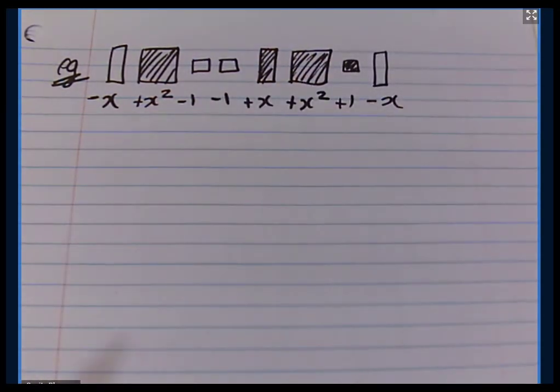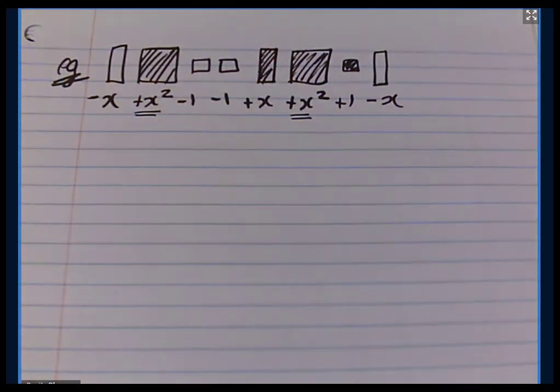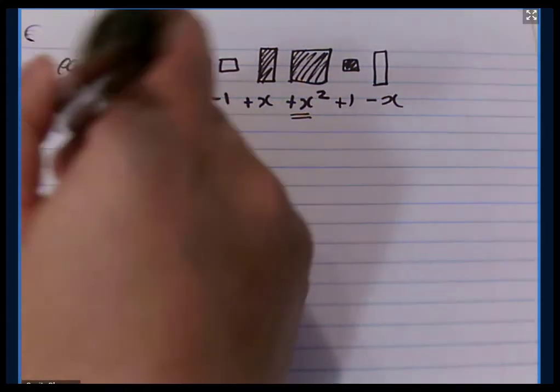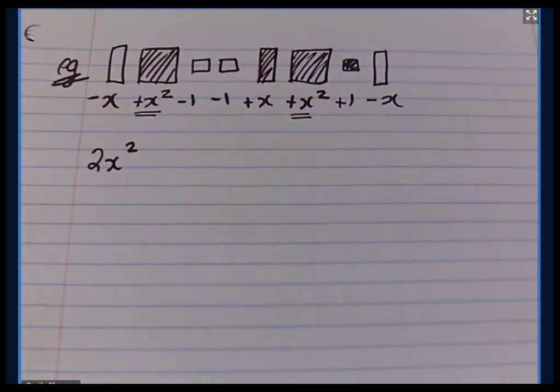All right, so once you've done that and you've written that all out, you can collect your like terms if this is the method you choose to do. So we have a plus x squared and a plus x squared. So 1 plus 1, that gives me 2x squared.